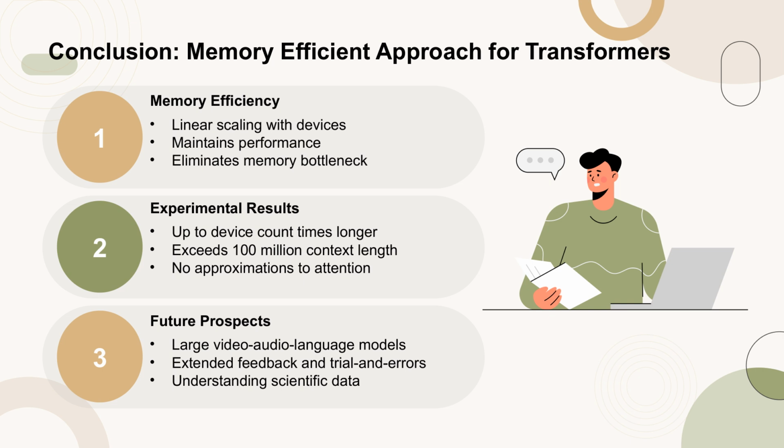The authors propose a memory-efficient approach for transformers, which are the backbone of state-of-the-art AI models. This approach allows the context length to scale linearly with the number of devices while maintaining performance, thus eliminating the memory bottleneck imposed by individual devices. Extensive experiments on language modeling and reinforcement learning demonstrate its effectiveness, enabling training sequences that are up to device count times longer than those of prior memory-efficient transformers, exceeding a context length of 100 million without making approximations to attention.